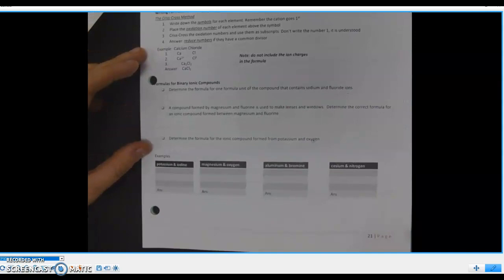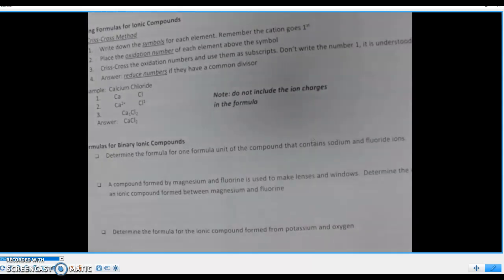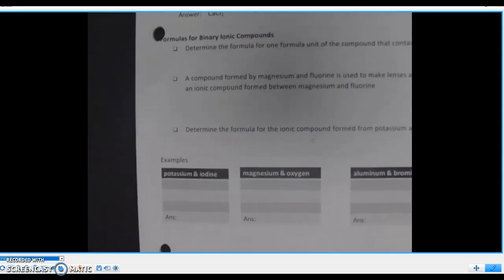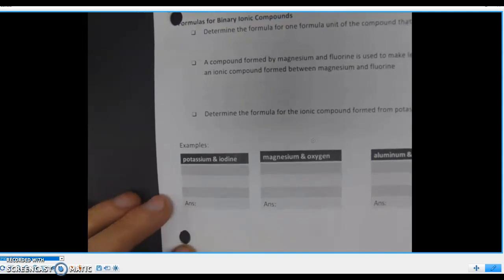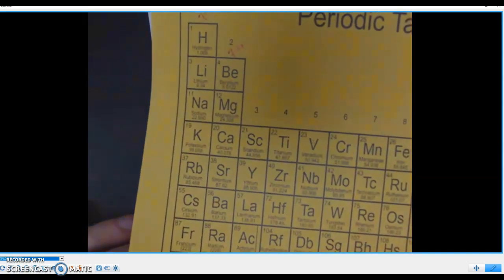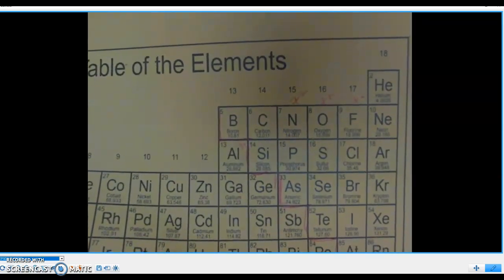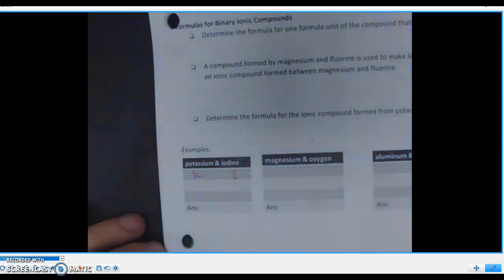We use these charges when we are looking at the formula. So if I have an ionic compound between potassium and iodine, I know that the symbol for potassium is K and iodine is I. And then I'd go to my periodic table and I'd go, oh, potassium's a group 1 metal, so it's going to have a +1 charge. Iodine's a group 17 non-metal, so it's going to have a -1.